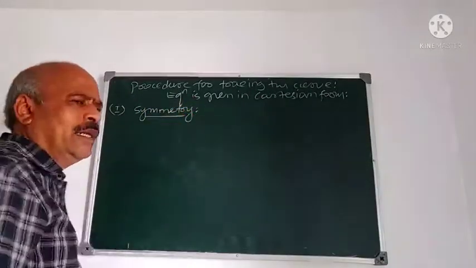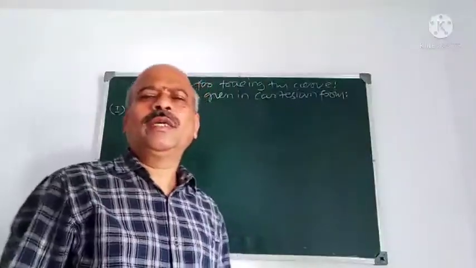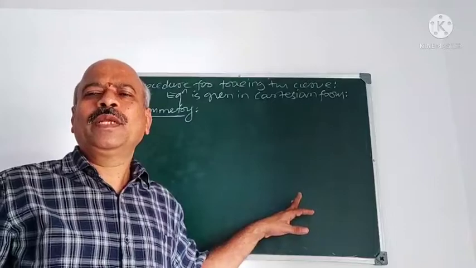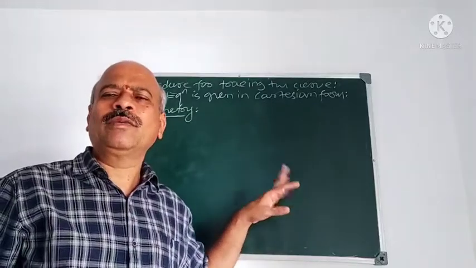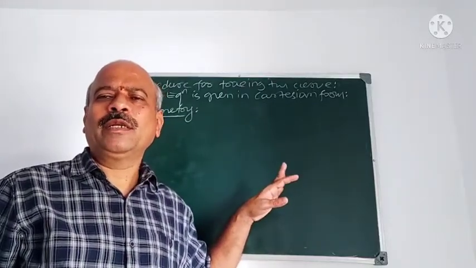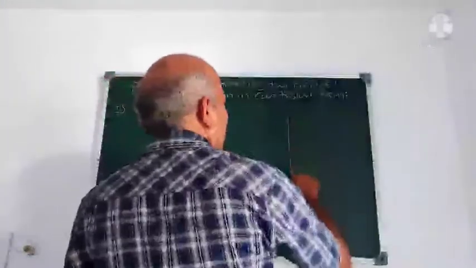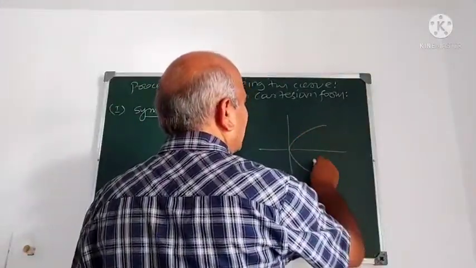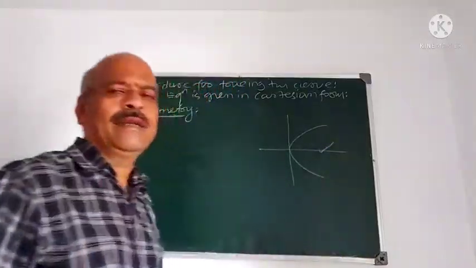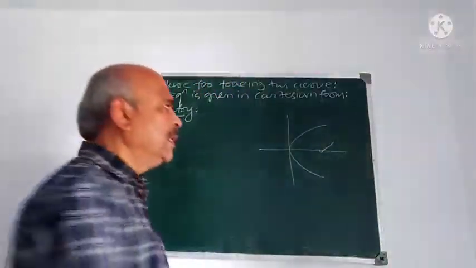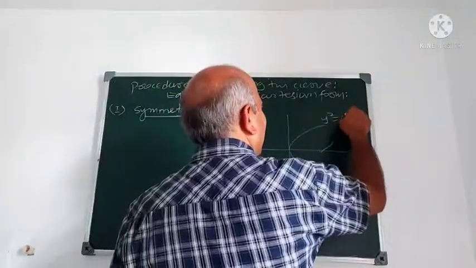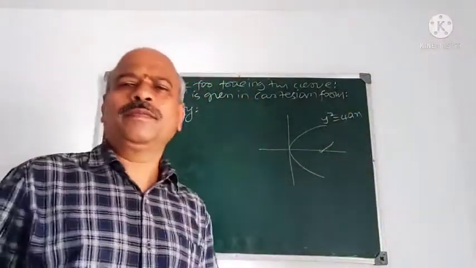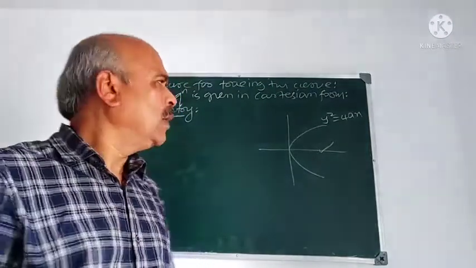What do you mean by symmetry? Symmetry means if the portion of the curve above and below a line is the same, then that line is called a line of symmetry. An example is this parabola, y square is 4ax. It is symmetric about this line. What is that line? The x axis. Y square is 4ax is symmetric about the x axis.